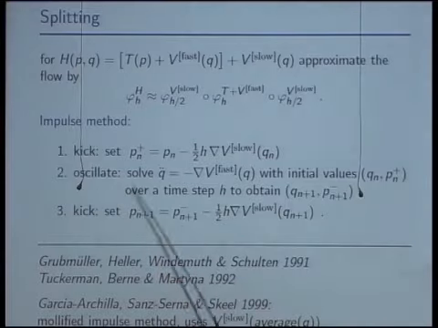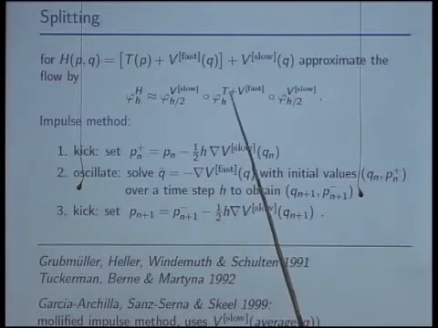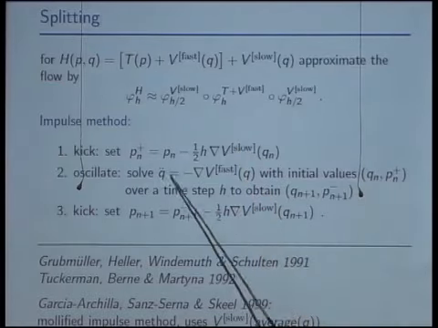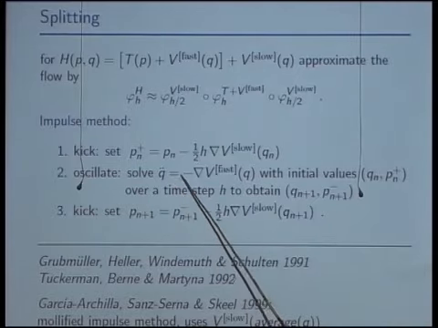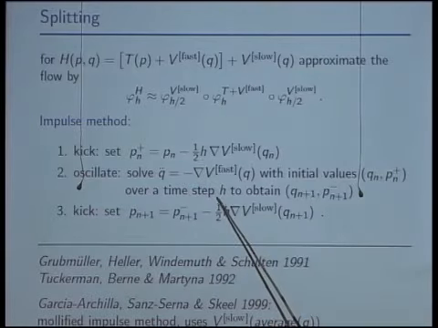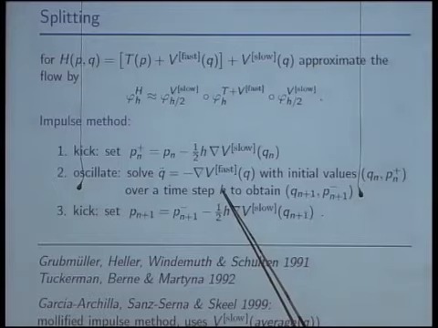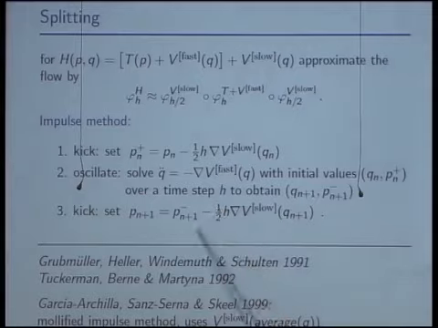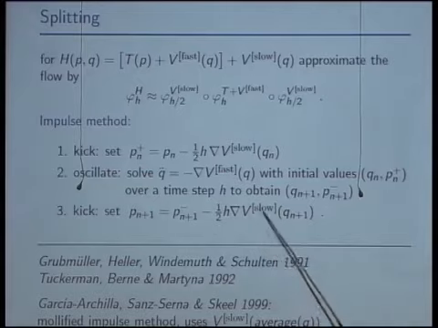Then in the second step, solve the Hamiltonian equations of motion corresponding to this system, which would be just q double dot equals minus the gradient of the fast potential over a time step. Of course, in general, I cannot do this exactly, so I would do this with micro steps over the interval, and then again I use a correction of the momentum using the slow potential.